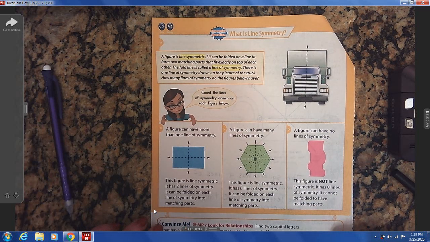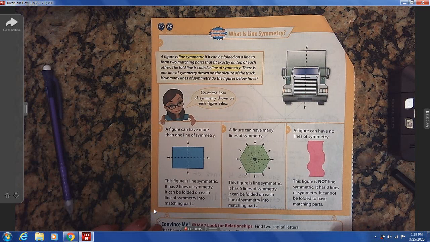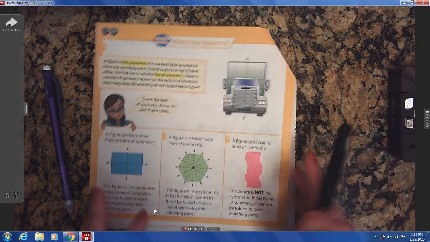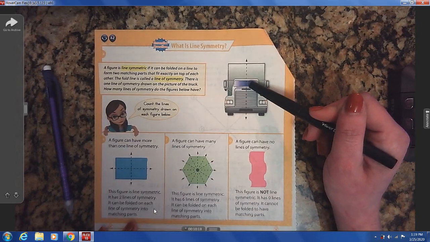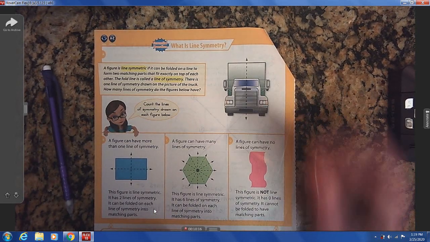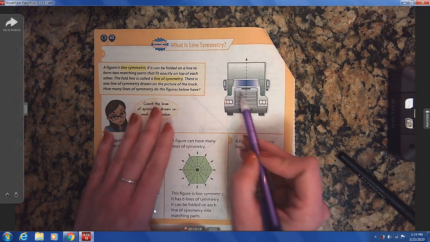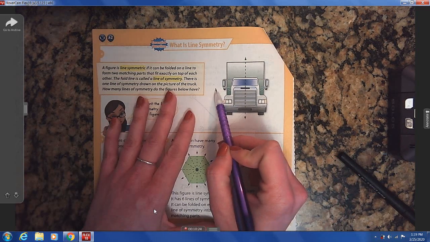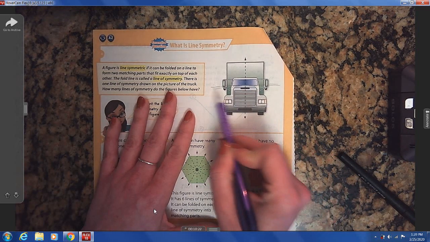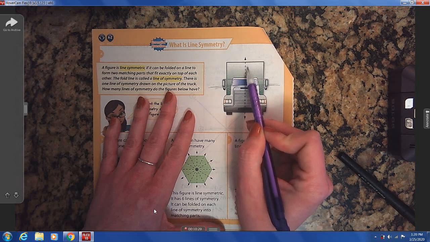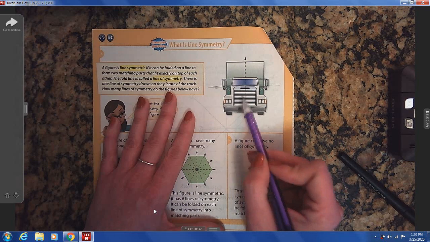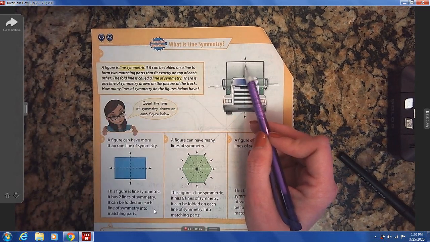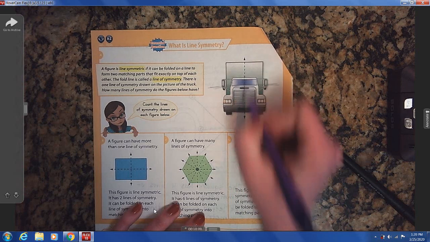There's one line of symmetry drawn on the picture of the truck. How many lines of symmetry do the figures below have? So we can see one line of symmetry in the truck, and we can't draw any other lines because I like to just practice sketching it with my pencil as kind of guess and check, trial and error. If we cut it in half about right here, all right, well, the bottom does not match the top. Down here we have wheels, we have lights, we have that front part, whatever you call it. And up here we have the top of the truck. It doesn't match. So that's why there's only that one line of symmetry.